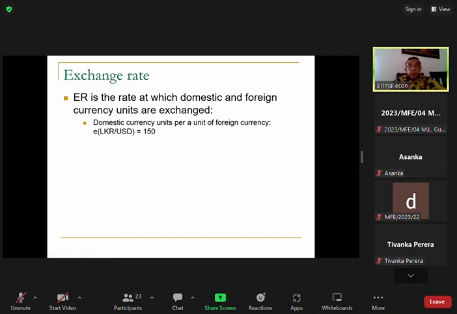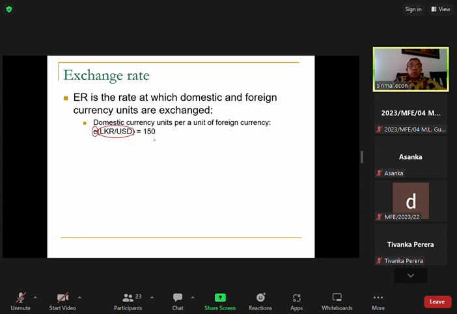A unit of foreign currency, like this one. I used a simple E to denote exchange rate. So this means 150 rupees per dollar. That means how many domestic rupees, domestic currency units, we need per foreign currency unit.